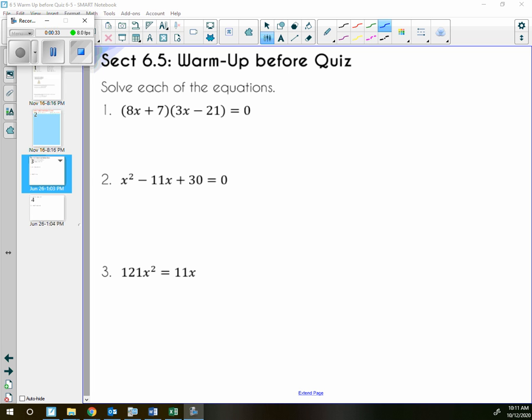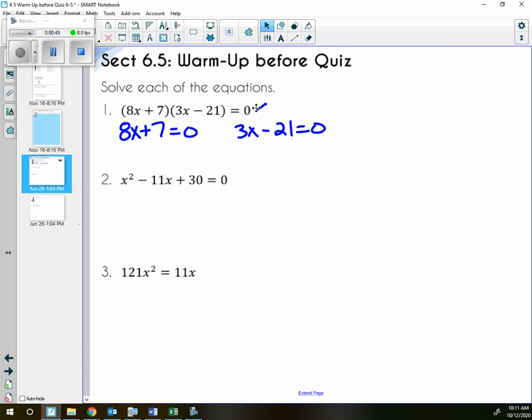All right, so for the first one, we always want to double check and make sure that it's equal to 0 first. So it is equal to 0. That means I can use that zero factor property. And it's actually already factored, so even better. That means I can just take each of my factors and set them equal to 0 and solve. So I'm just going to set each of these equal to 0 to find out what values of x make each of these true.